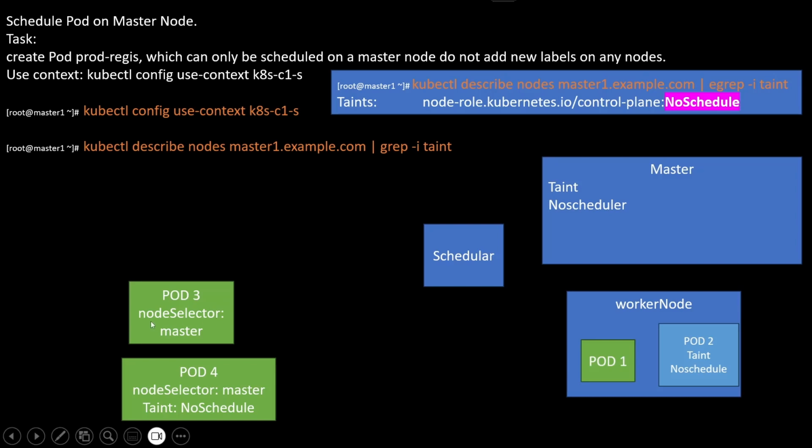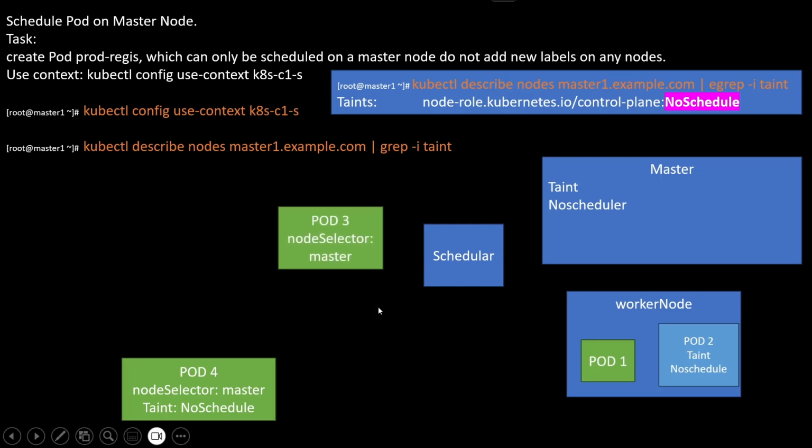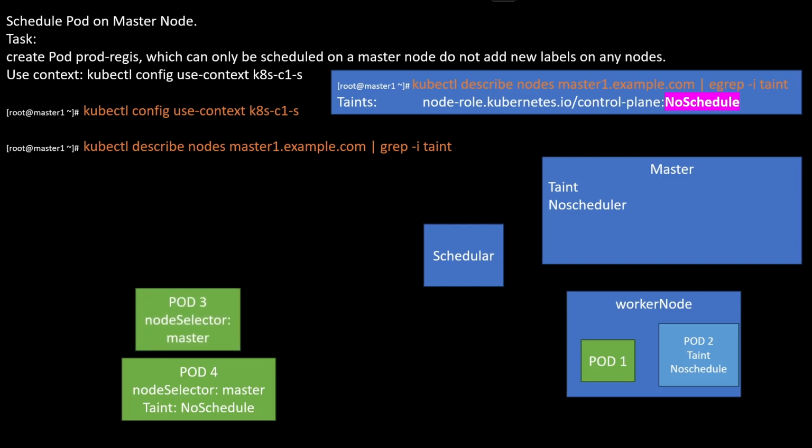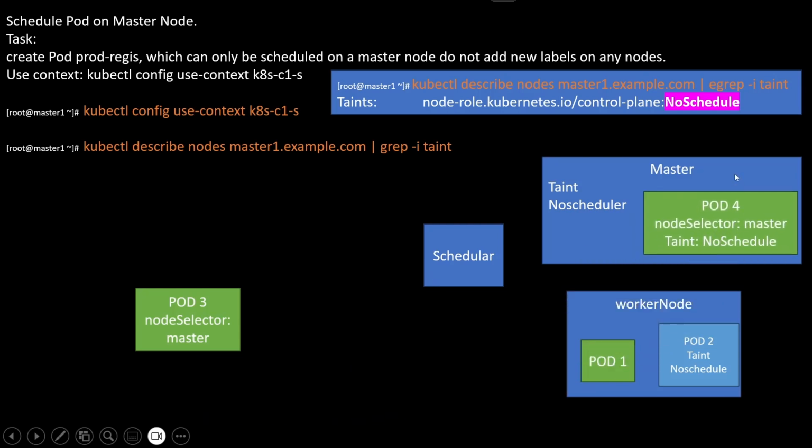For pod 3, it is said that it must go to the node selector master. So it means that in the pod 3 configuration, we clearly mentioned that this pod must run on the master node only. But on the master node, we have added the taint. Because of this taint, the scheduler will never schedule this pod on this master node, so it will always be in pending state. For pod 4, we mention that the node selector is master, which means this pod must run on the master node. On top of that, we added the toleration for the NoSchedule taint. It means that the scheduler will schedule this pod on the master node only.